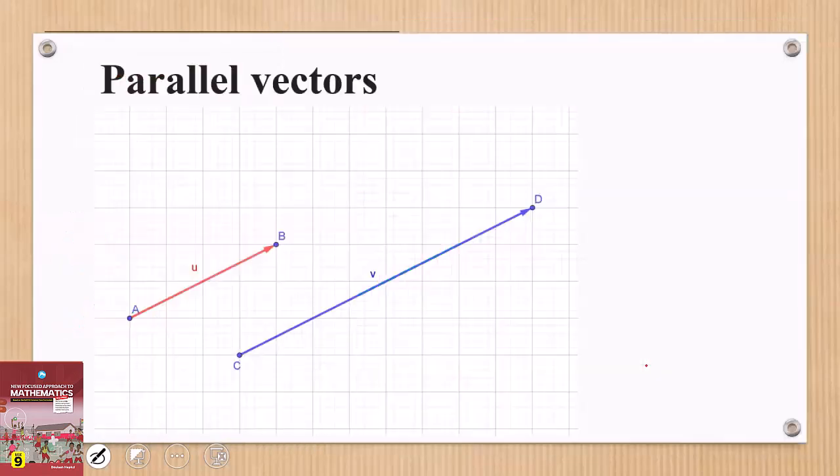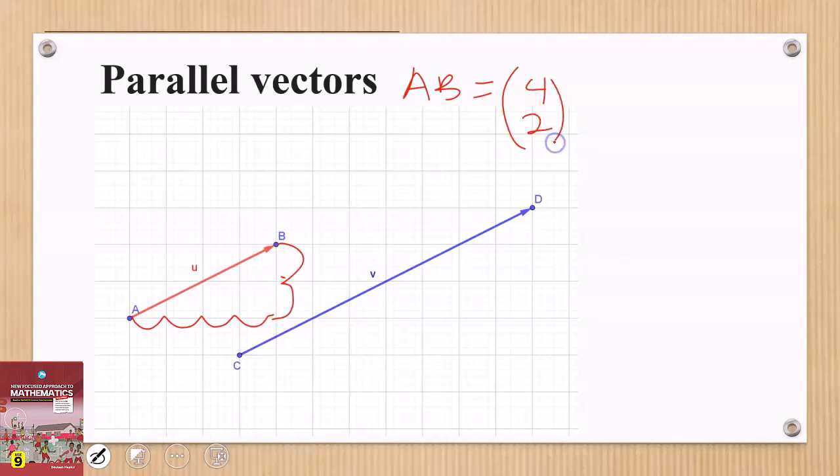Now, let's concentrate on two vectors that are parallel. When two vectors are parallel, we say they move in the same direction without meeting each other. So vector AB and vector CD. Now, let's see vector AB. What is vector AB from the diagram? Of course, A to B, so we have 1, 2, 3, 4, so 4 positive and then up 1, 2, so 2 there.